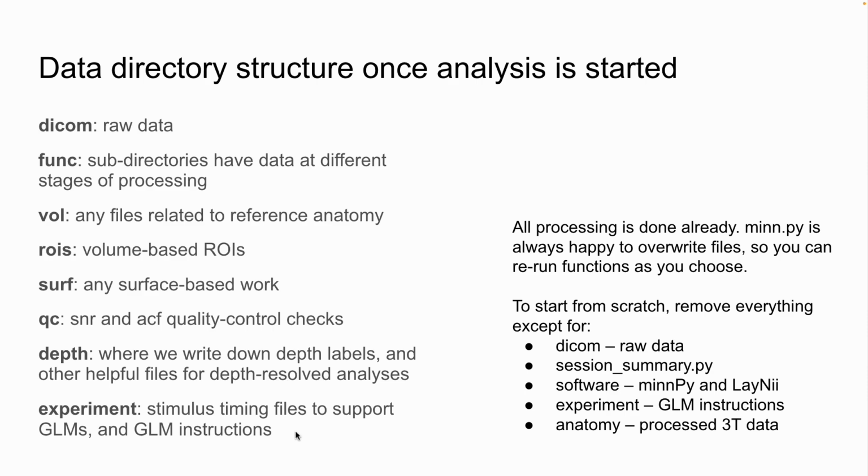So the way MinPy organizes the data is that you have all your raw data over in a DICOM directory, and then there's a func subdirectory, and then down in there's a raw data type before Nordic, an original data type after Nordic, and then a MoCo data type, and then an unwarped data type, and as many other data types as you want to make and name as you try different analyses, and it's very flexible about how you name those things. Any files related to the reference anatomy will be in a volume directory. ROIs and surface-based files go in different places. I collect all my depth information in one place.